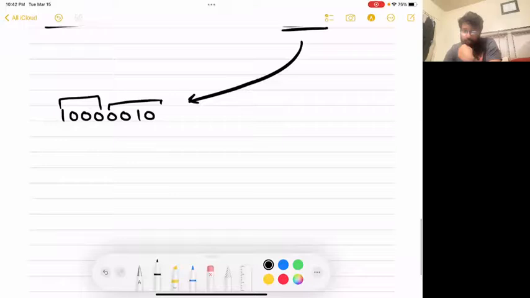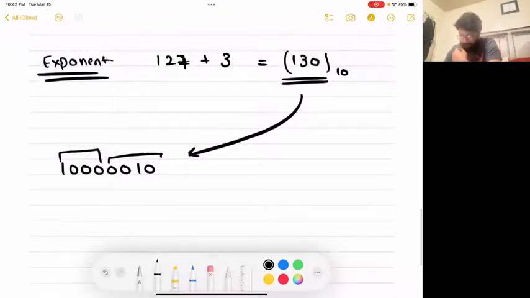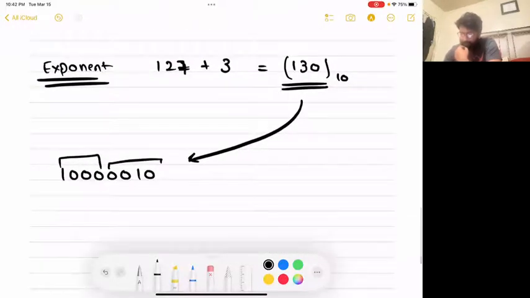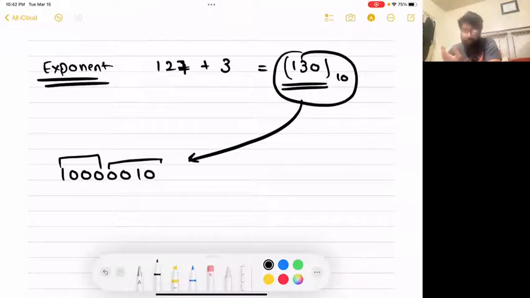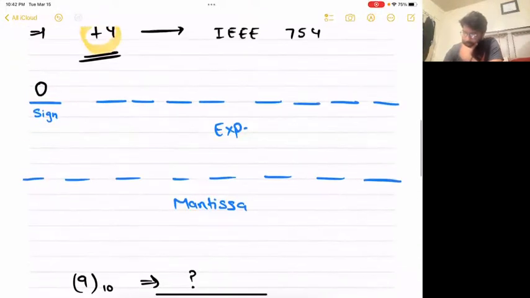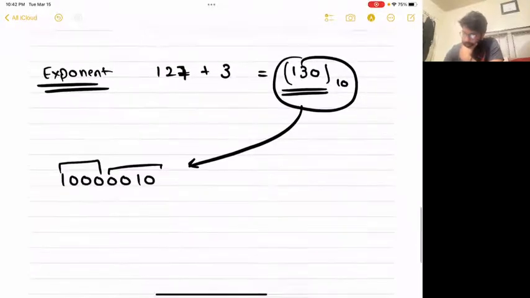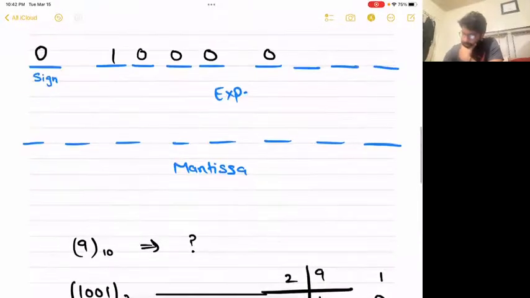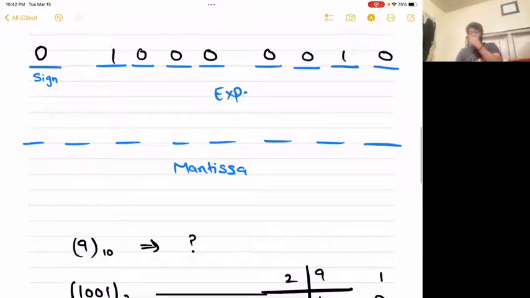All right. So our exponent will be this number. This 130 in binary will be our exponent. So we can just copy it down over here: 1, 0, 0, 0, 0, 0, 1, 0. So this was pretty straightforward, right?